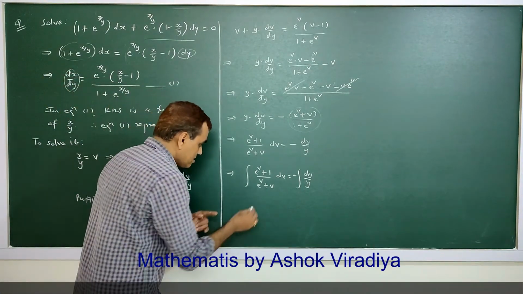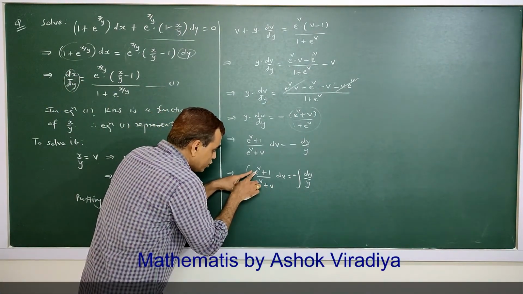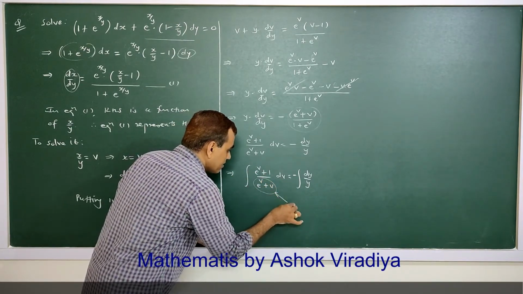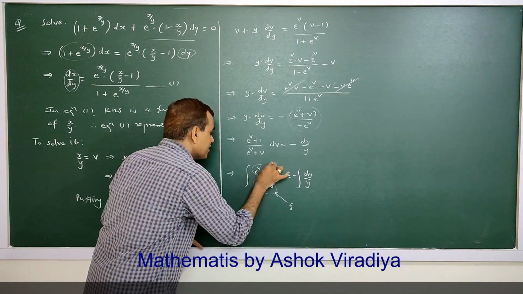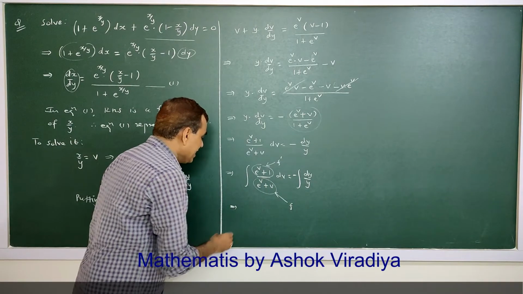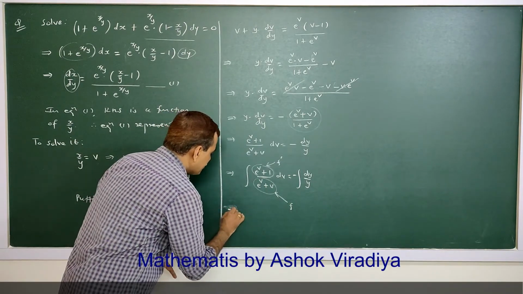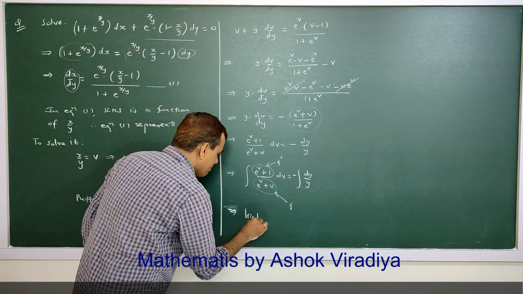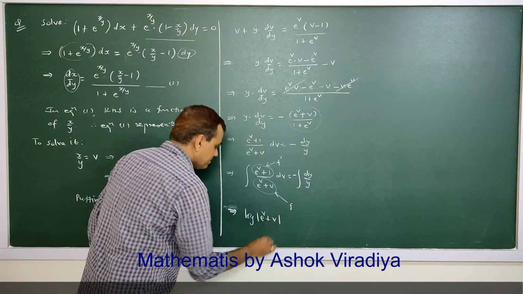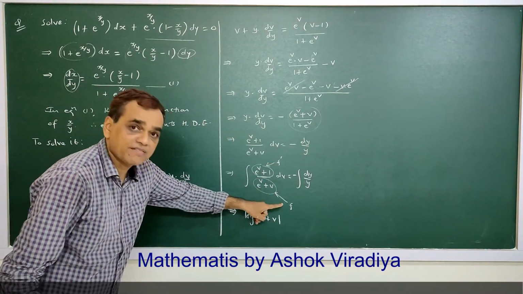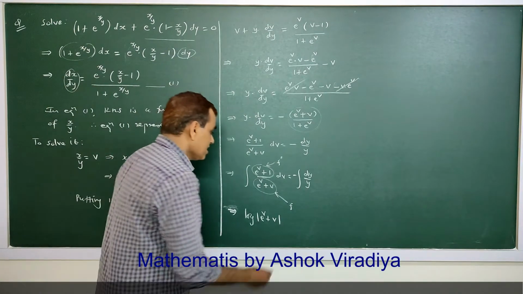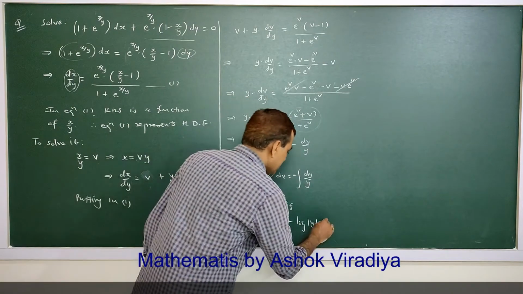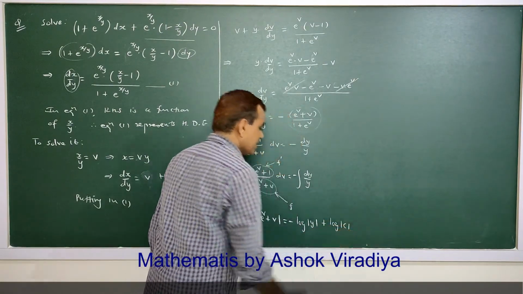Now see here, derivative of e raised to v is e raised to v and derivative of v is 1. So if this is f, then numerator is f dash, and we know that integral of f dash upon f is log of modulus f x. Integral of f dash upon f is log of modulus f x equal to minus log of modulus y plus log of modulus c.